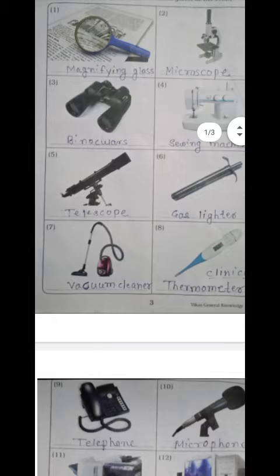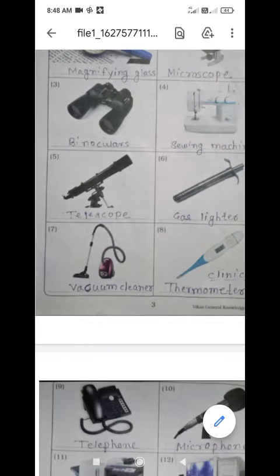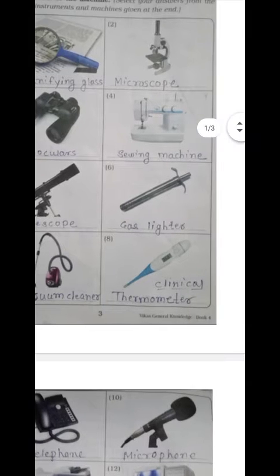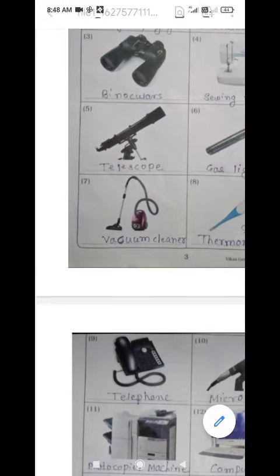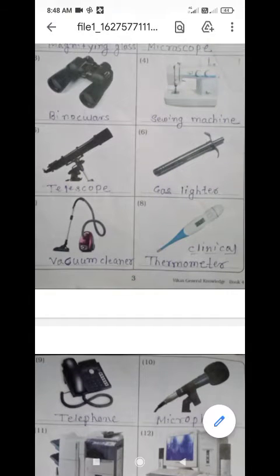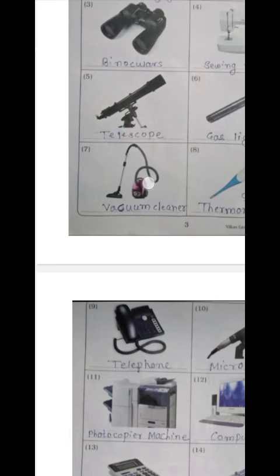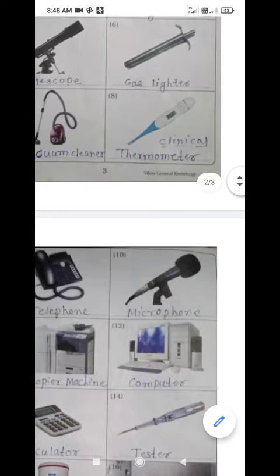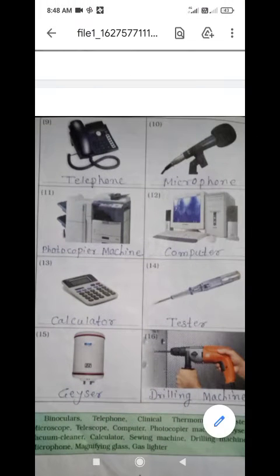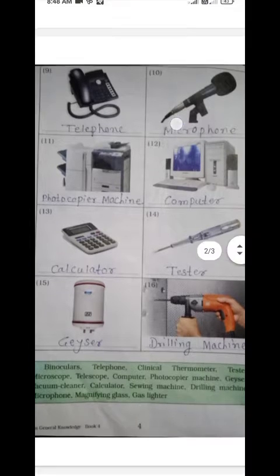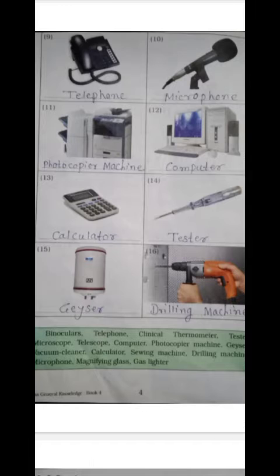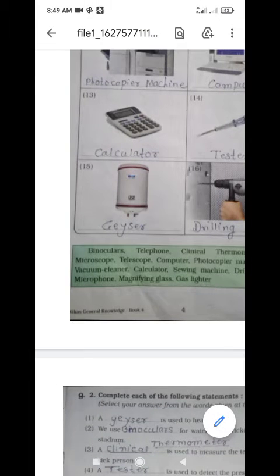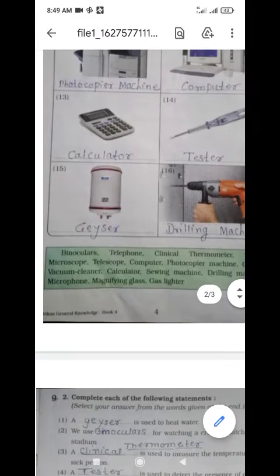This is the magnifying glass, microscope, binoculars, sewing machine, telescope, gas lighter, vacuum cleaner, clinical thermometer, telephone, microphone, photocopier machine, computer, calculator, tester, geyser, drilling machines. All these answers write in your GK book.